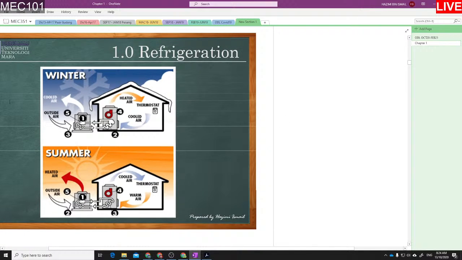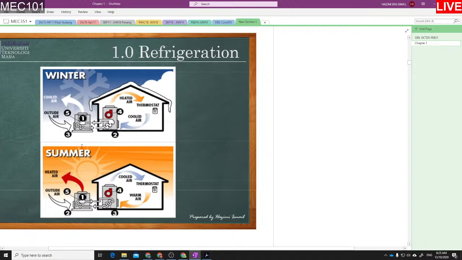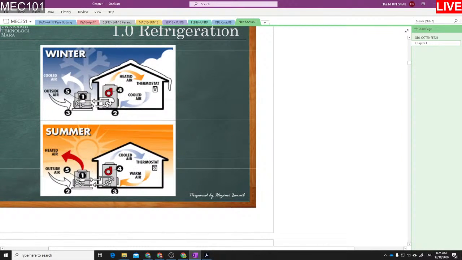Same as I have drawn, but it is better, it is graphic. Okay, so during winter, we transfer heat from home to outside. During summer, because we want to cool down the house, we transfer heat from the house to outside. During winter, you transfer heat from outside to your home.